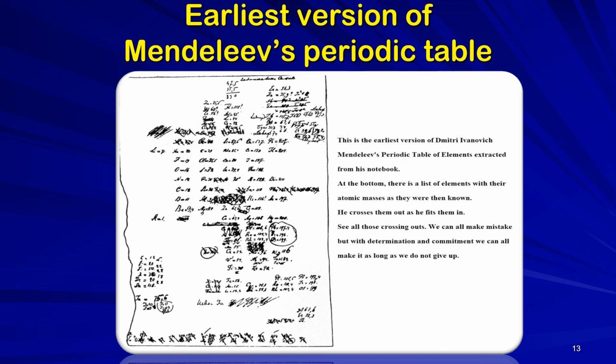It is very interesting how it shows that everyone can make mistakes. We can all make mistakes, but with determination and commitment we can all make it, as long as we do not give up. Someone who is very well known for an achievement like the creation of the periodic table could also make mistakes. You can see how many times he crossed out something he had written. So never give up. Everything is possible. You can make it as long as you have commitment and determination.